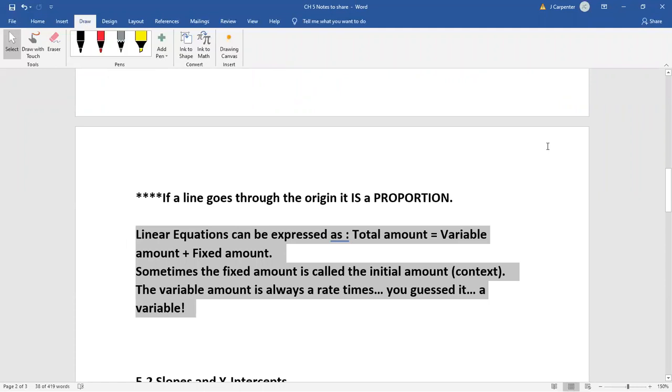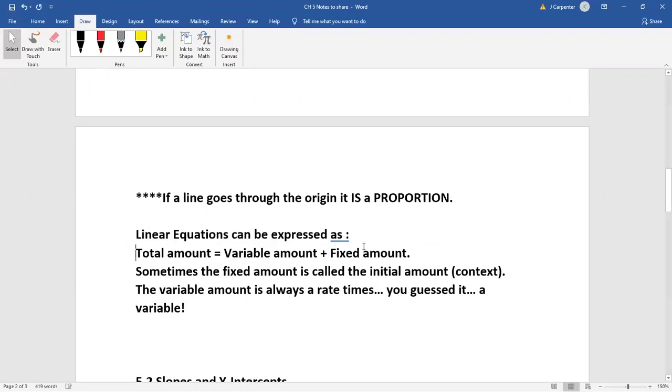Linear equations can be expressed as a total amount is the sum of the variable amount and the fixed amount. So let's just do this part right now. Linear equations can be expressed as a total amount is equal to the sum. How do I know it's a sum? Because plus sign. Let me just put this all on the same line. The total amount is equal to the variable amount plus the fixed amount.